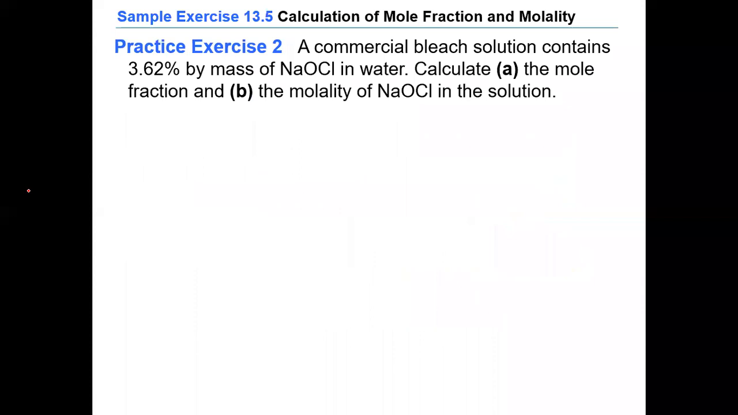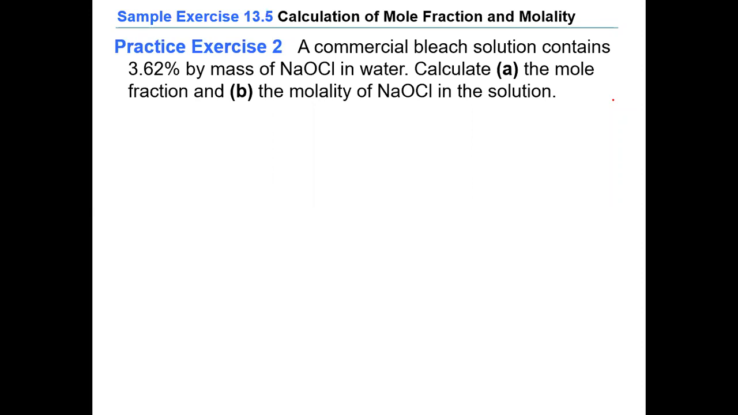Yeah, here we go. We will calculate this very important example. A commercial bleach solution contains 3.62% by mass of sodium hypochlorite, NaOCl, in water. Calculate A, the mole fraction, and B, the molality of NaOCl in the solution. Okay, I did not write it up, so we have to write it here.